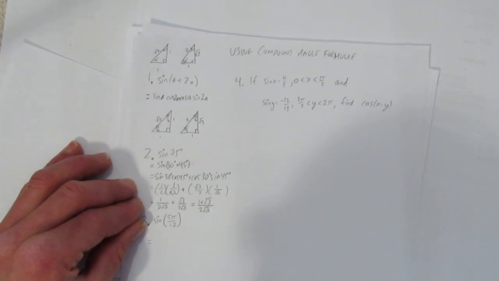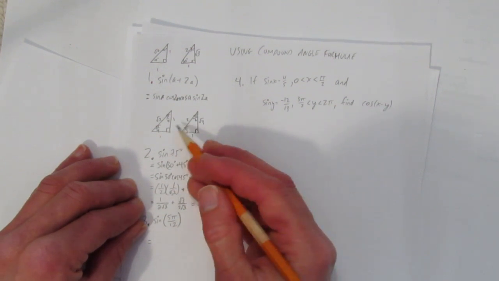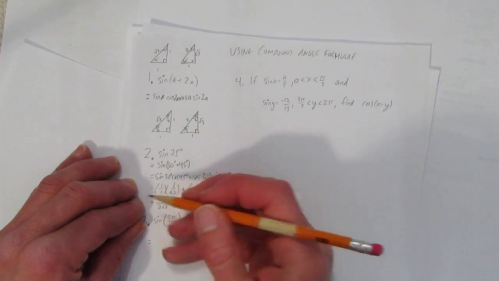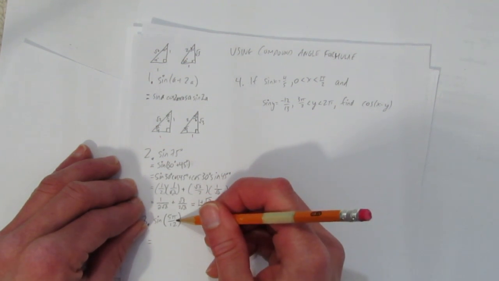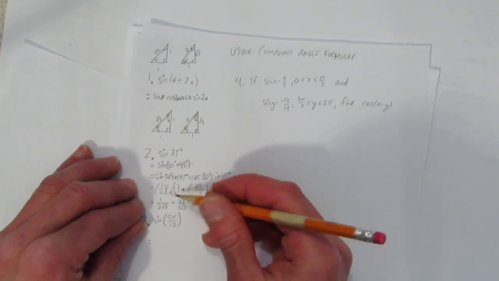So the thing is, I need to make 5 pi over 12 using pi over 6, pi over 3, or pi over 4. The easiest way I know is to think about it like degrees. I know this is 75, so I need 30 and 45. So you could do it like that.